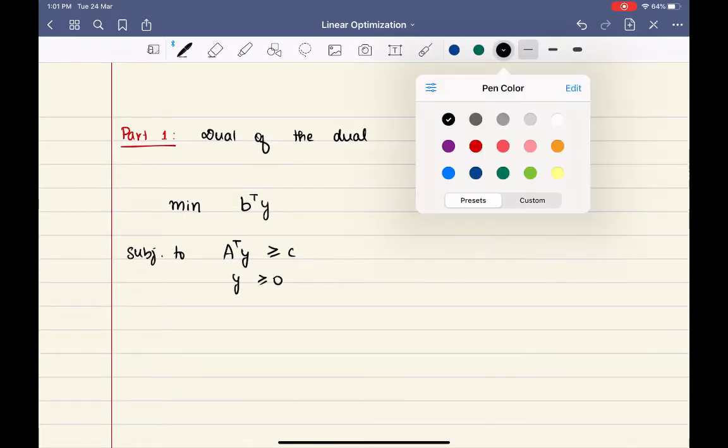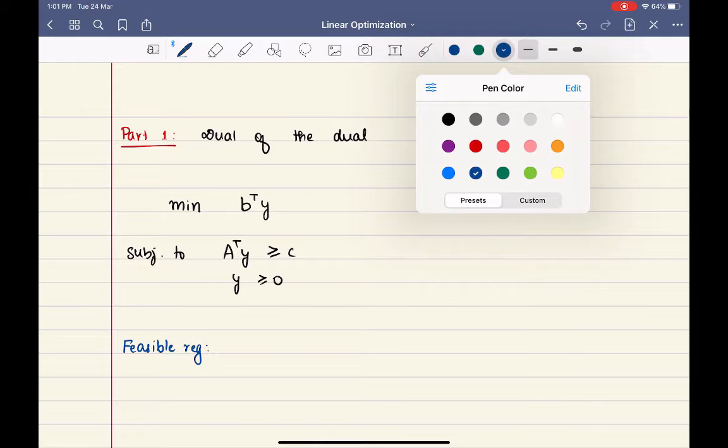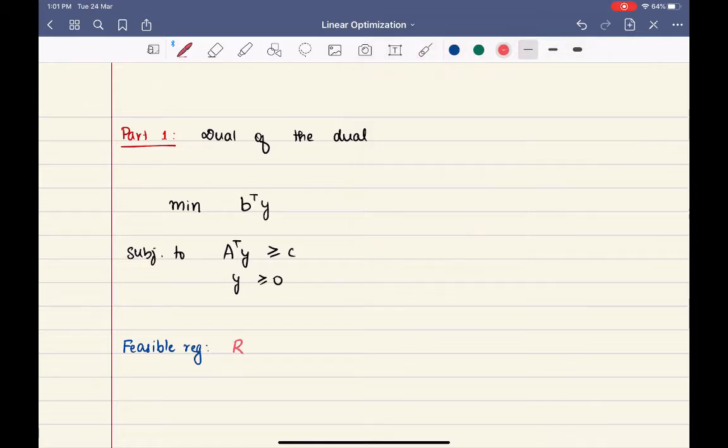Now suppose the feasible region of this LP is, say, some region R, and say the optimum is either unbounded or some gamma for this particular LP.